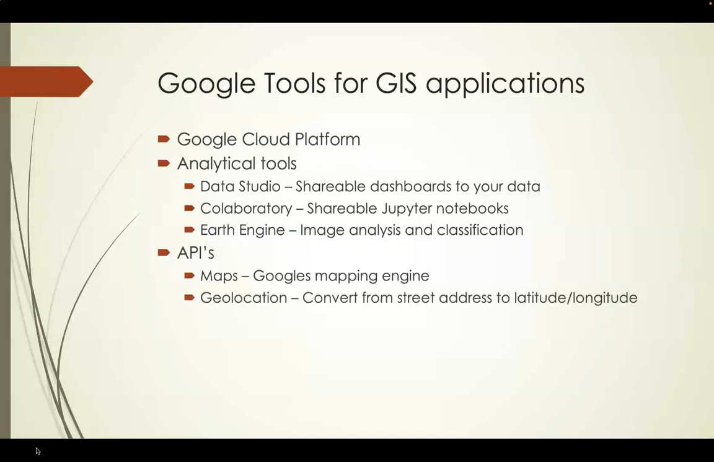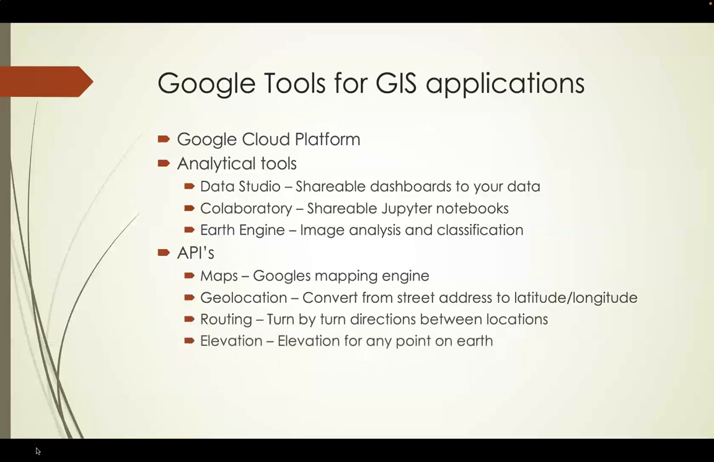Geolocation will return a latitude and longitude from a street address or vice versa. Routing will return turn-by-turn directions between 2 points for going from one place to another. The Elevation API will return the elevation above sea level for any location on Earth. And the Places API returns place names and information about the places that are near a specific location.